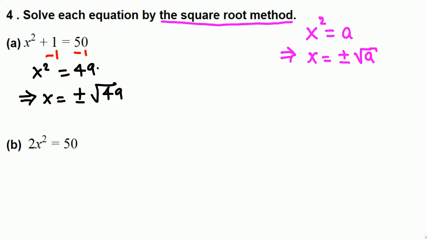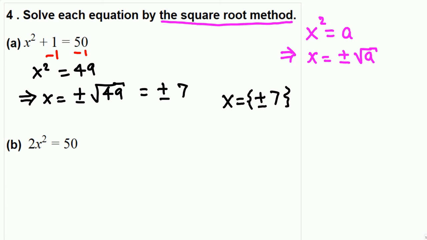X squared equals a, like 49, so using the square root method we get this. That is equal to plus minus the square root of 49, that's 7, because 7 times 7 is 49. So x equals plus 7 and minus 7. If we plug in 7 and minus 7, we get 50. So both are solutions. You don't have to put braces around it, that's the solution.